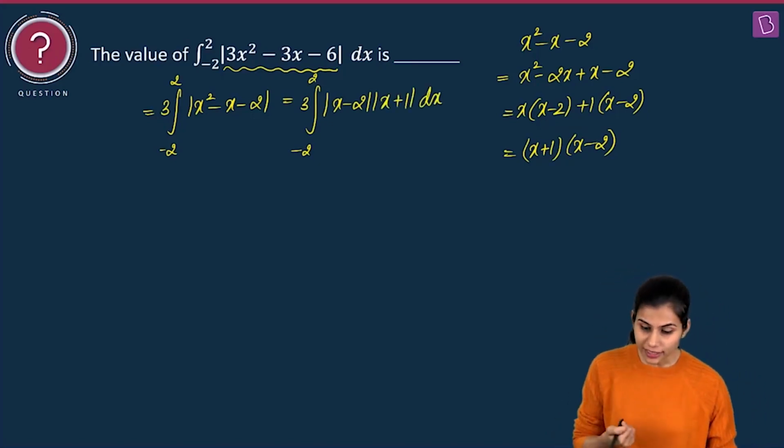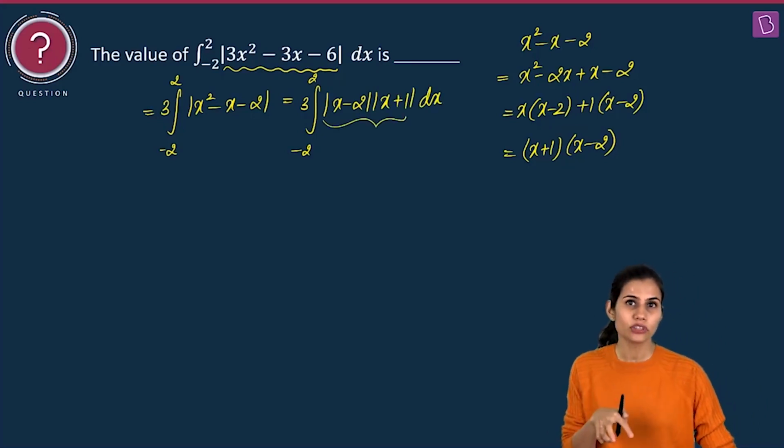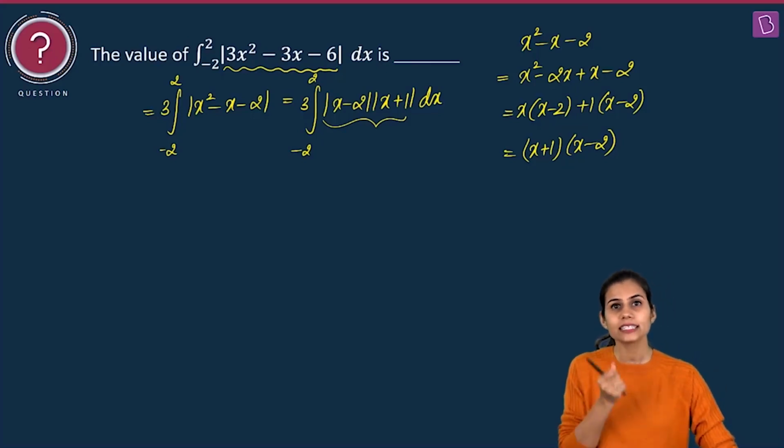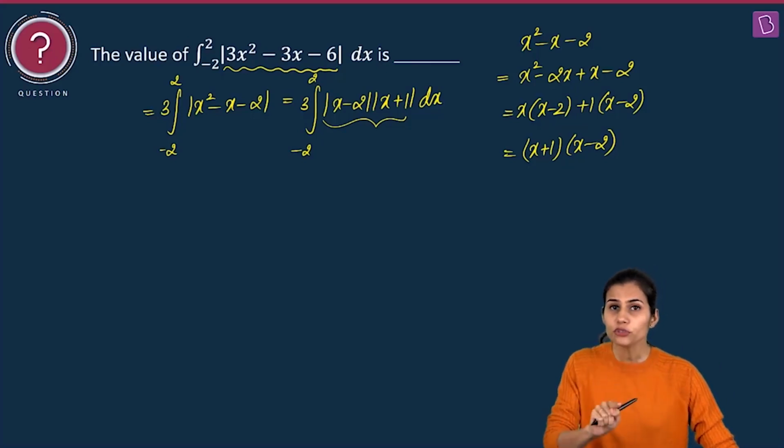The moment your integrand is written as the product of two individual linear modular terms, what is the next step? Next step is to split this integral. And what is the point of the split? In order to do that, you have to catch hold of the critical points from both these mod expressions.